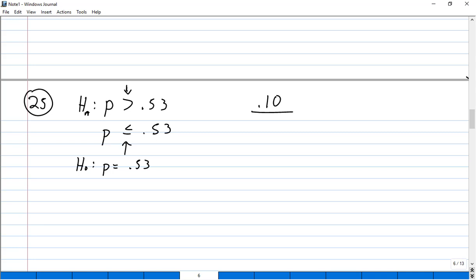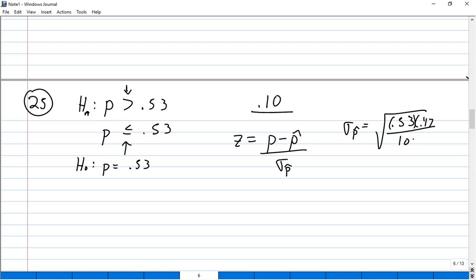So what do we have to do? Well, these were proportions, so remember, it's sigma sub p hat. Sigma sub p hat is going to be the square root of 0.53 times 0.47 divided by 1,000. When you do that, you get 0.0157829.